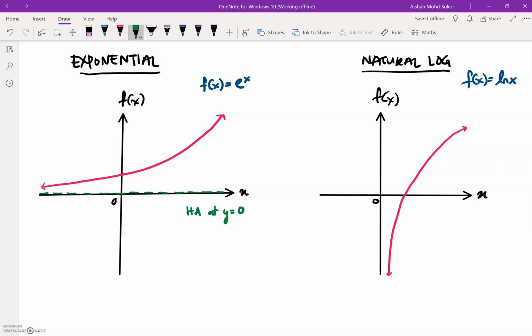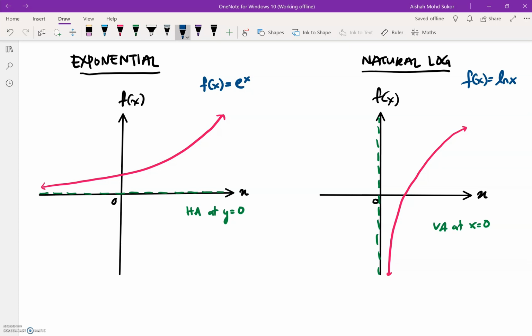So for exponential, there is a horizontal asymptote at y equals 0. Therefore, for natural log, there will be a vertical asymptote at x equal to 0. It means that the graph for ln x will never cross or touch the line x equal to 0.